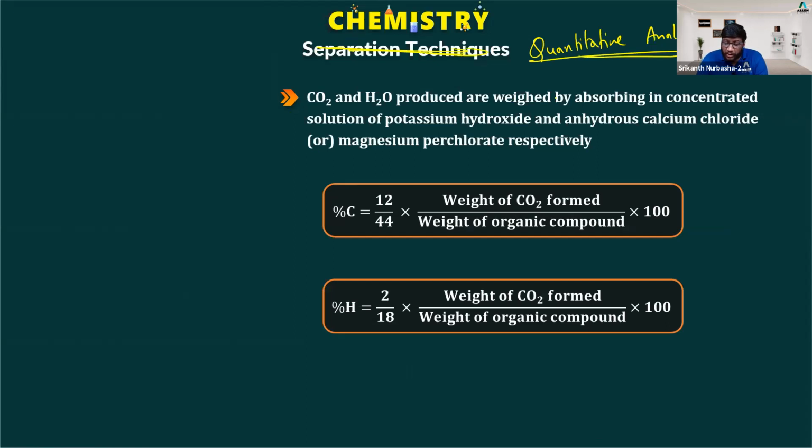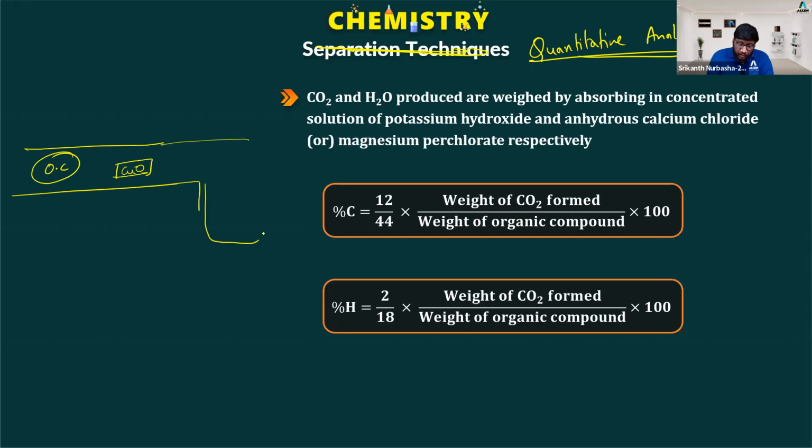CO2 and H2O produced are weighed by absorbing in concentrated solution of potassium hydroxide and anhydrous calcium chloride or magnesium perchlorate respectively. That means we have an organic compound. This organic compound is passed through CuO. Organic compound passed through CuO, what is going to happen, students?